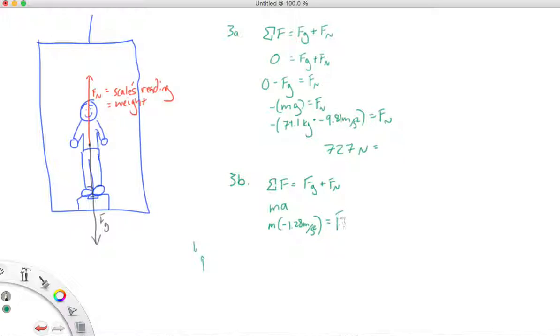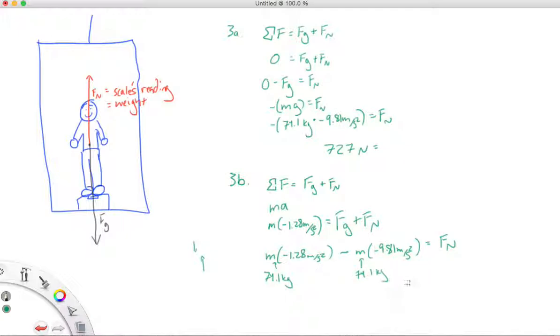So this equals Fg plus Fn. If we want to solve for Fn, which we do, it's going to be m times negative 1.28 meters per second squared, minus Fg, which I'm just going to replace with m times negative 9.81 meters per second squared, equals Fn. So I'm solving for Fn here. Carlos's mass is 74.1 kilograms. I'm just going to plug that into here and to here, 74.1 kilograms.